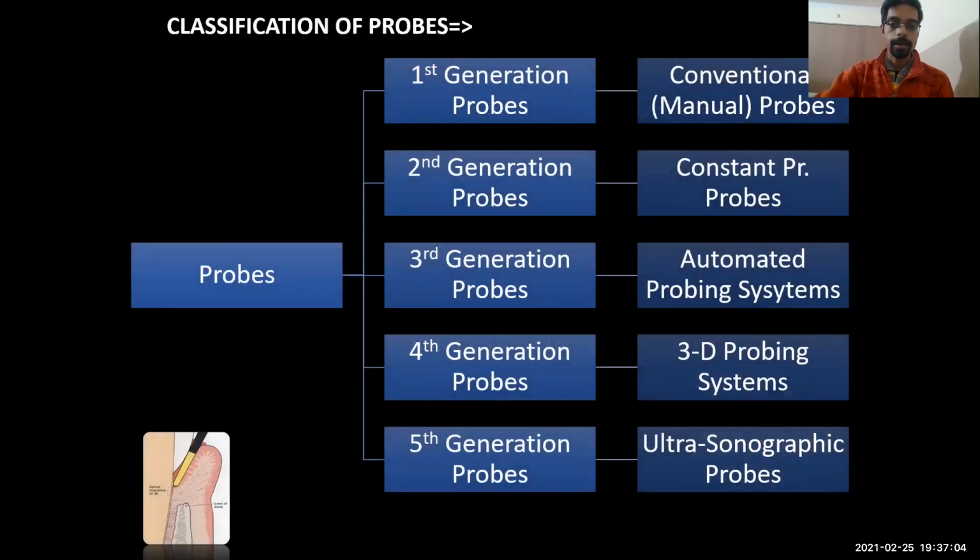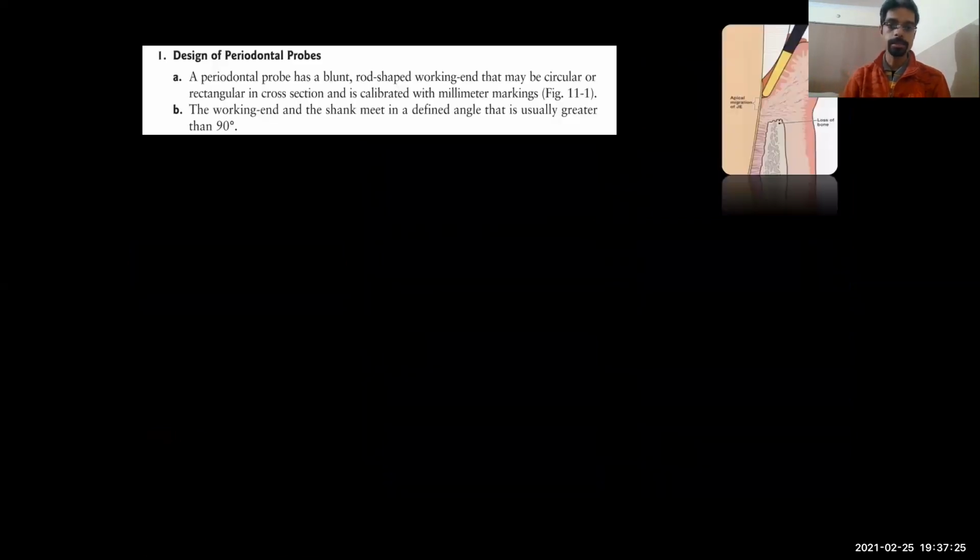Periodontal probes are divided into five types according to generations: first, second, third, fourth, and fifth generation. The first generation is conventional or manual probes. The second generation is constant pressure probes. The third generation is automated probing systems. The fourth is 3D probing systems. And the fifth is ultrasonographic probes. In today's lecture, we'll deal with only the manual probes, that is, the first generation probes.